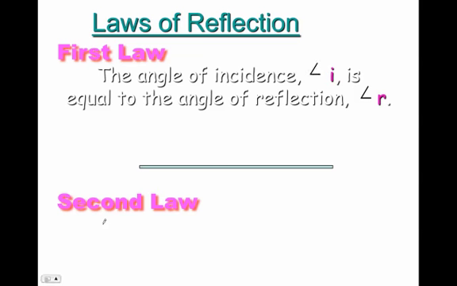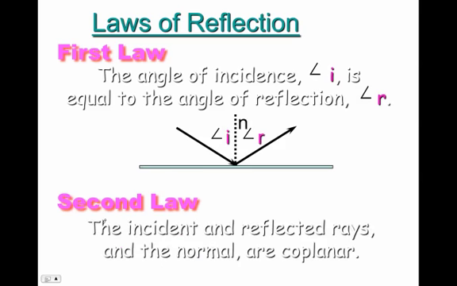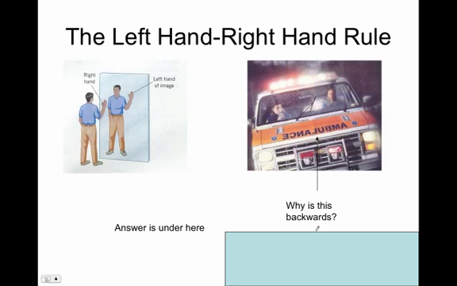So the first law: the angle of incidence is always equal to the angle of reflection. And the incident and reflected rays and the normal are coplanar. So two important laws. Now that we know what happens to light as it bounces off a flat plane mirror, let's talk about what happens to an image.